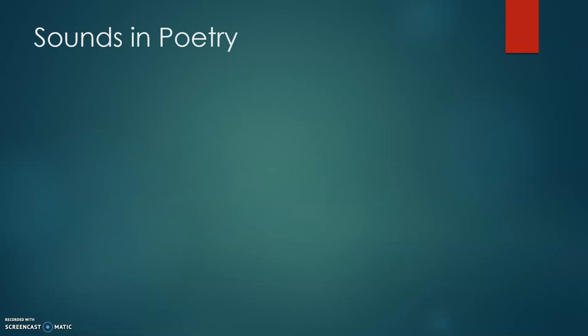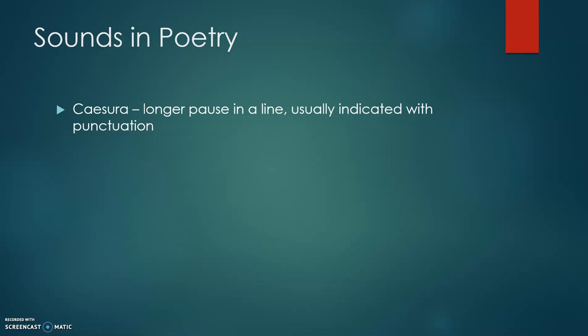Other types of words that we want to know in prosody include how we discuss the sound that we hear. So a caesura can be used in poetry, and this would be a longer pause in a line. These are usually for some kind of effect, so the end of a thought, a dramatic pause, something like that. It's always indicated by punctuation, typically a comma, but sometimes we'll see periods, semicolons, and other forms of punctuation just to break up that line. So anytime you see punctuation in a line of poetry, you are supposed to pause when you read it.